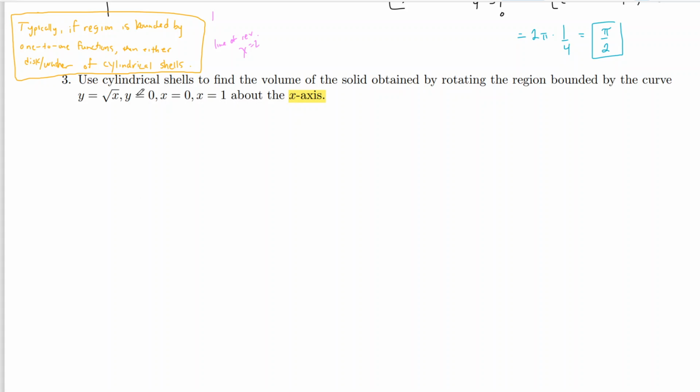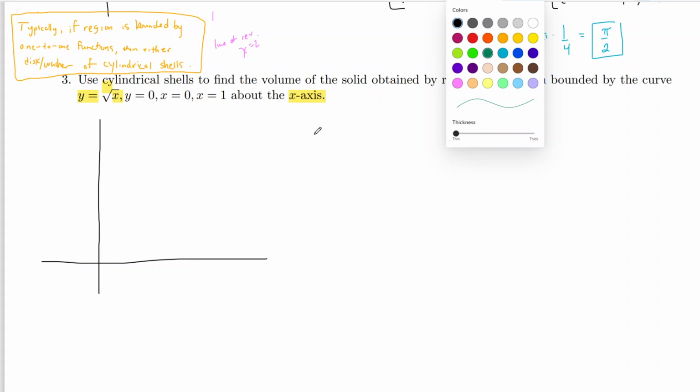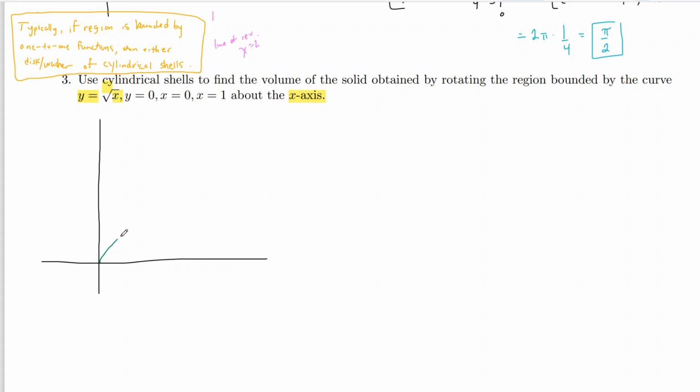Now keep in mind that it does say use cylindrical shells. They're probably telling us that because it can be done either way, and we just need to get that extra practice with cylindrical shells. Now this is something that's not bad to draw because we only have one equation that's not a horizontal or vertical line, and that's y equals the square root of x. And y equals the square root of x is just sort of that sideways looking parabola in quadrant 1. We only care to go from x equals 0 to x equals 1, so I'm just going to stop it there. Say this is x equals 0 and this is x equals 1.